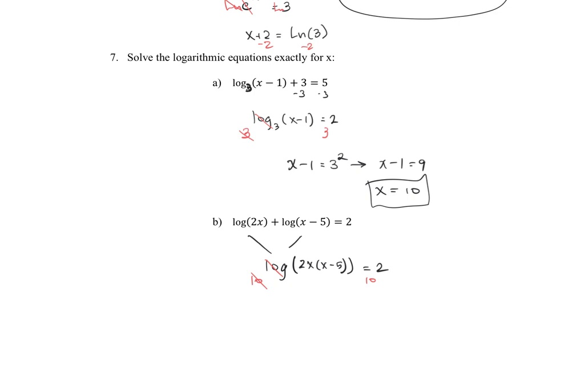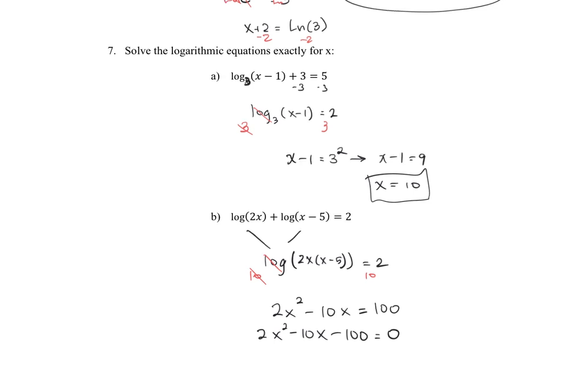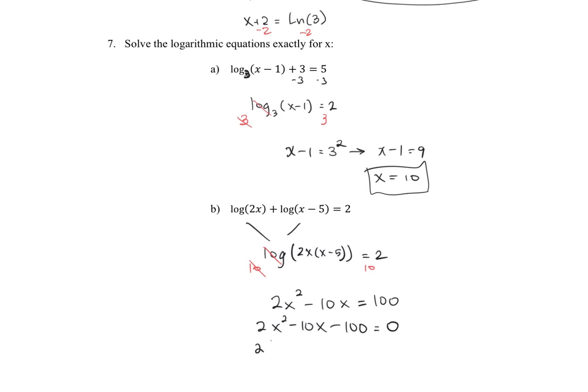And then I'm going to distribute the 2x into that parenthesis. So it's going to become 2x squared minus 10x equals 10 squared, which is 100. And I'm going to subtract that 100 to the left, so it's going to be 2x squared minus 10x subtract 100 is equal to 0. So we have a quadratic equation now that we can hopefully solve by factoring. I'm going to go ahead and factor out that 2.